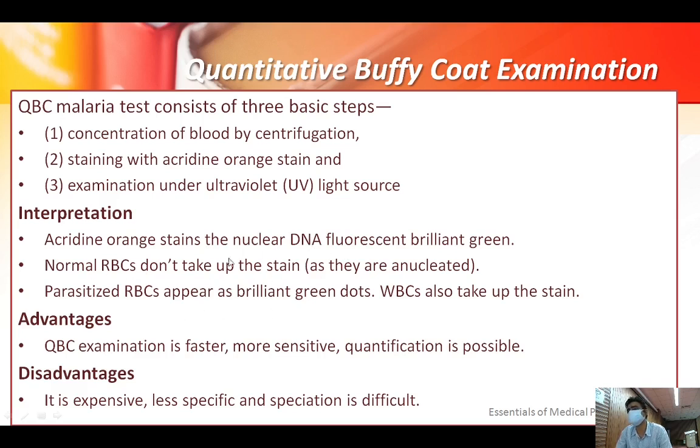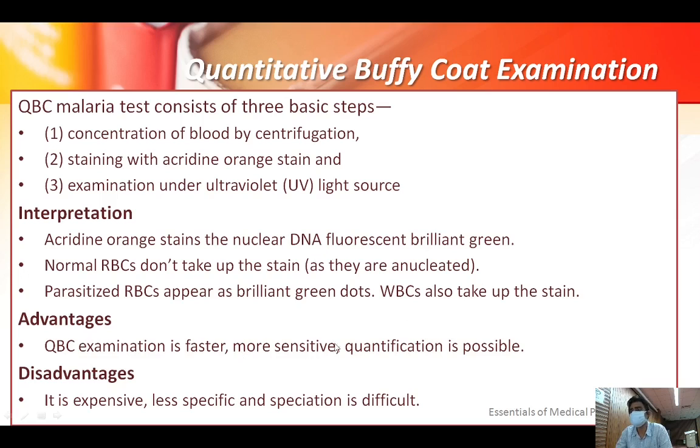However, the disadvantage is, first of all, you need a source of ultraviolet light and a fluorescent microscope, which is expensive. Another thing is that a lot of artifacts can be seen. Parasitized RBCs can be seen as brilliant green dots. WBCs also take up the stain because they have a nucleus, so it will bind to the nuclear DNA. That's why there are a lot of artifacts in this.